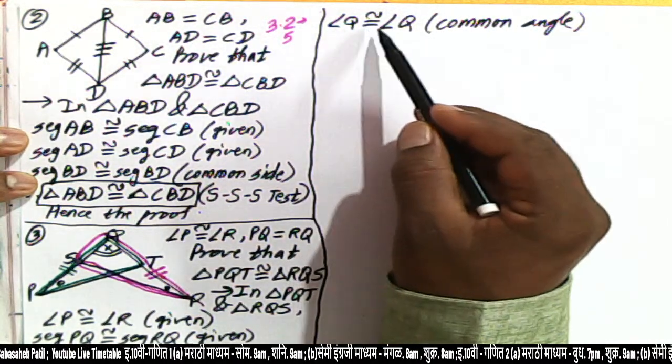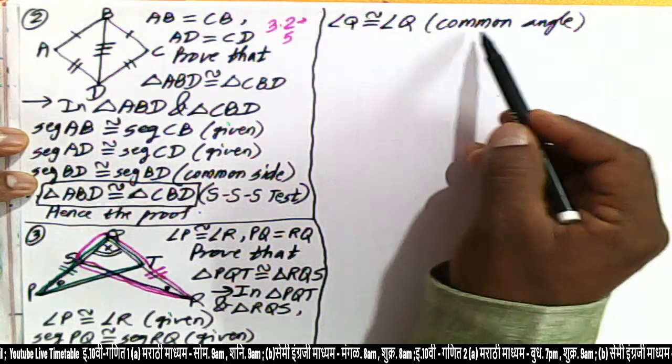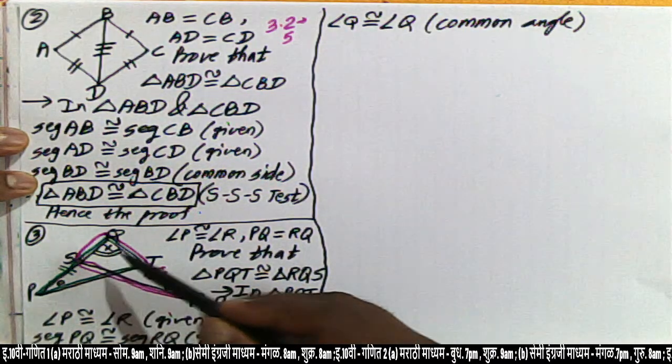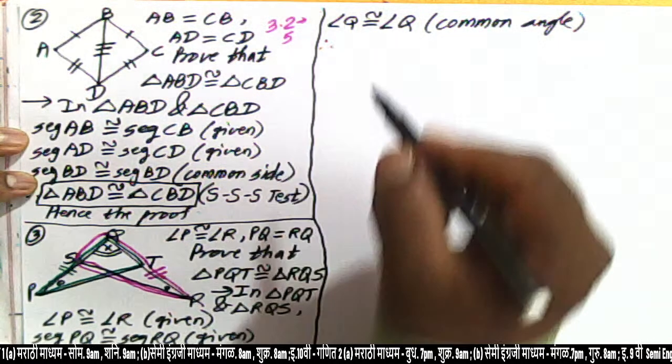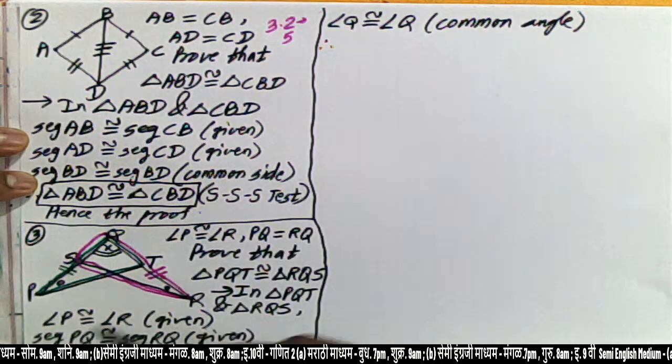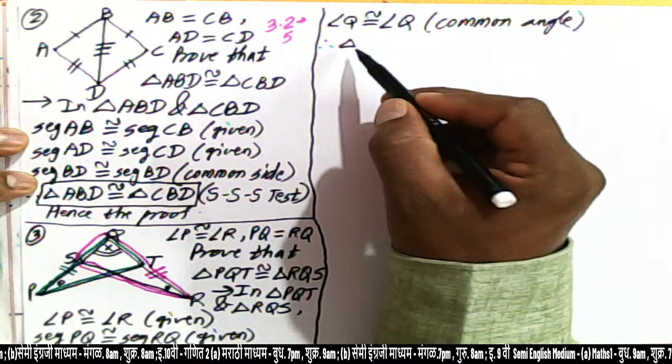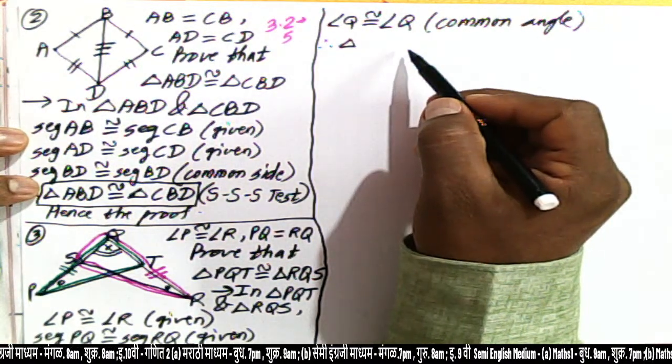Therefore angle Q is congruent to angle Q and the reason is common angle. And we get three conditions, first, second and third, and we can say that the two triangles are congruent.